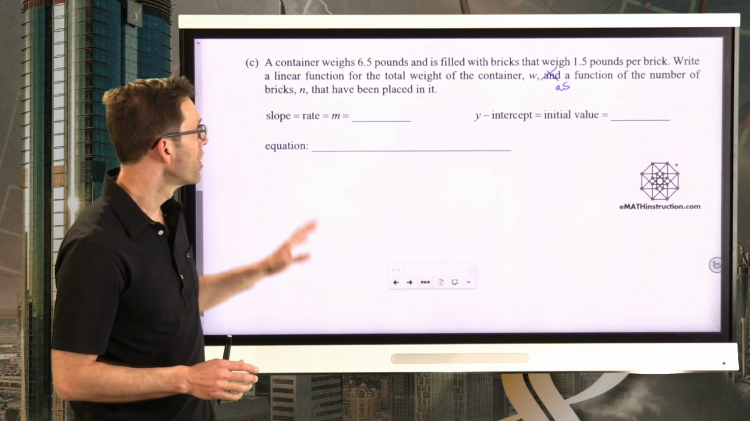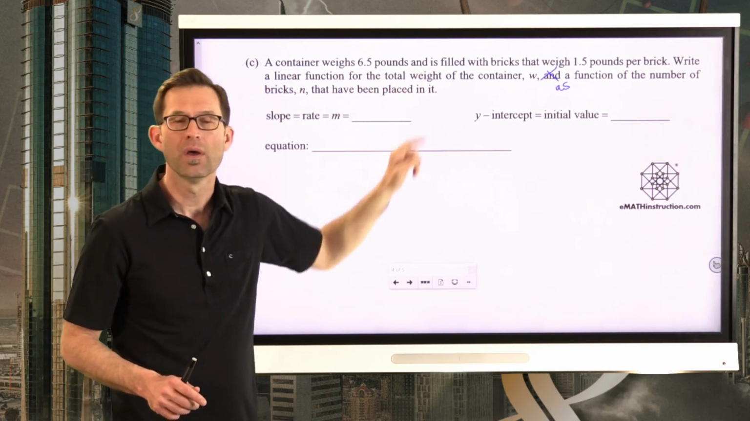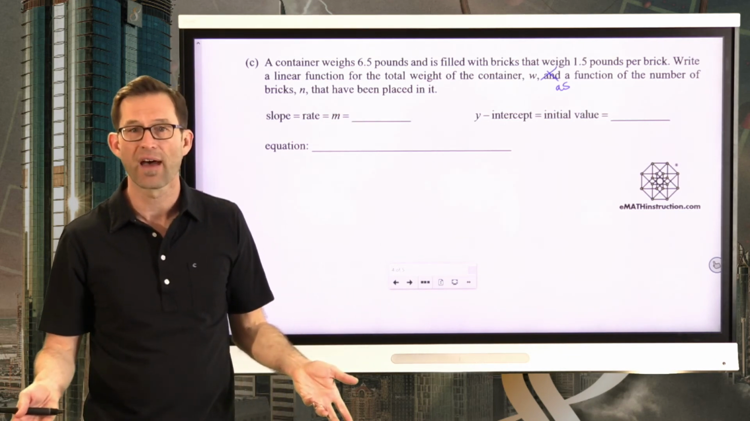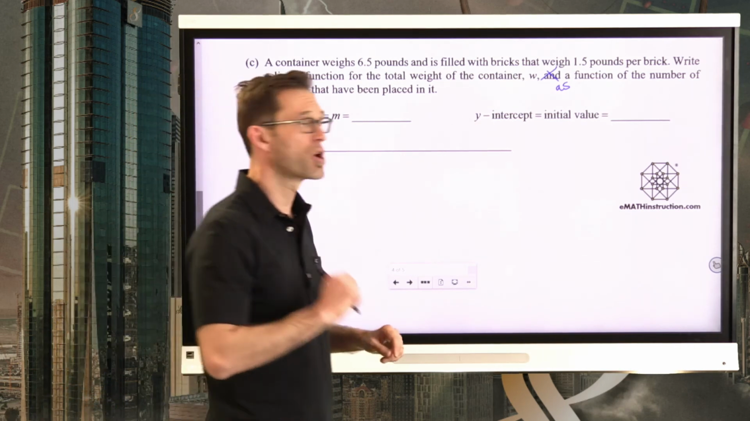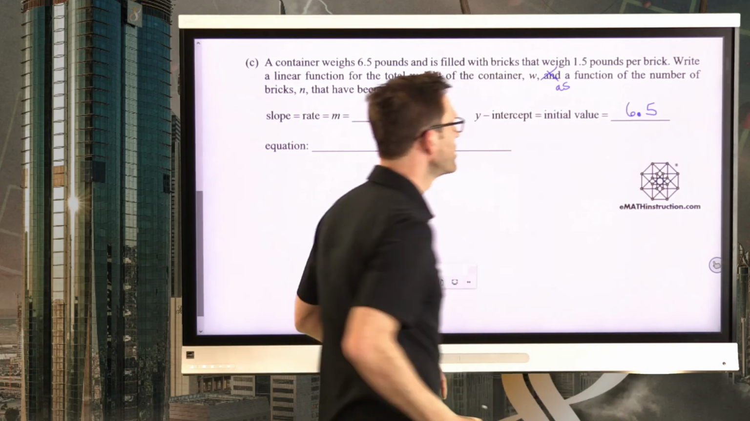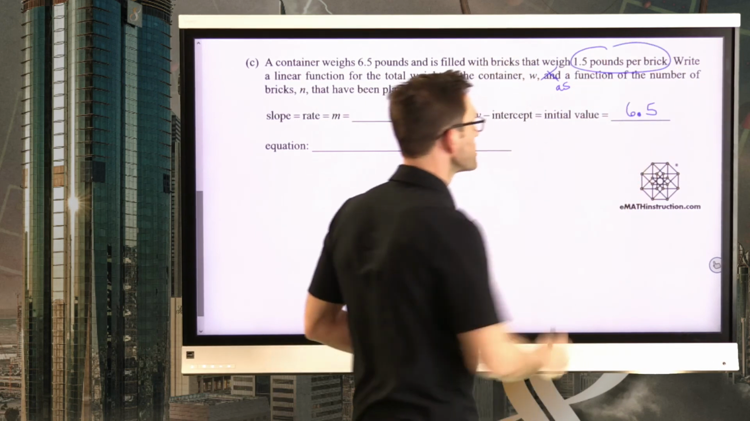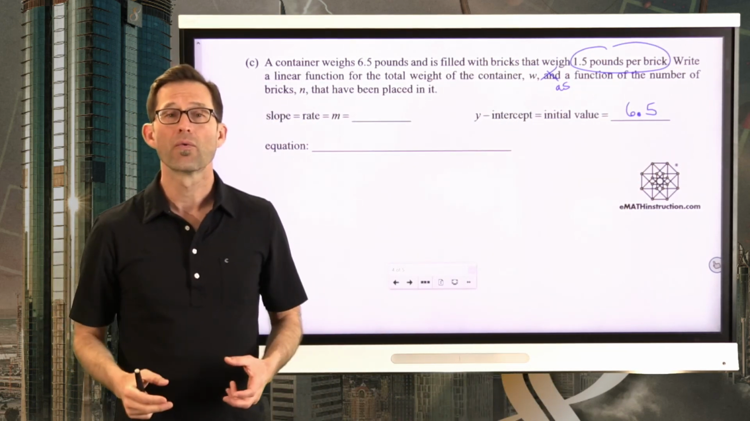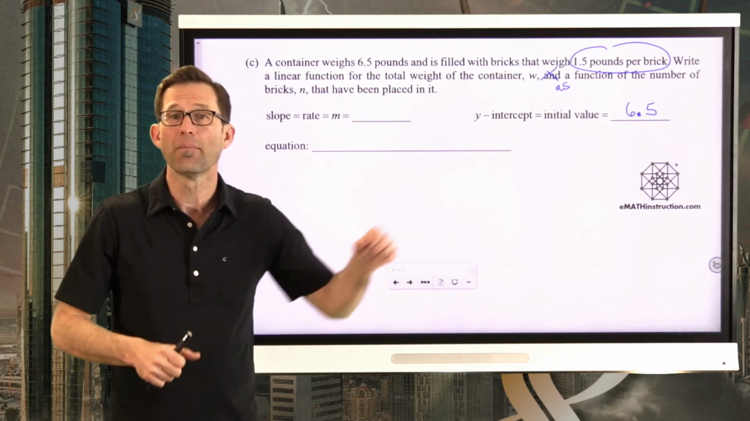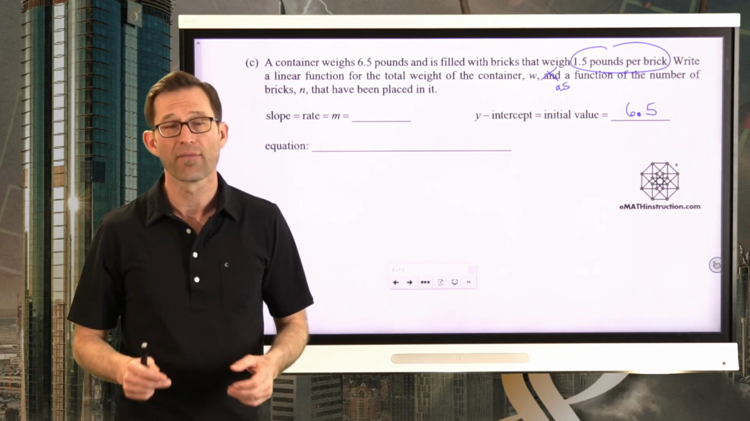So, what do we have? Well, we know a container weighs 6.5 pounds. So without any bricks in there whatsoever, we've got some kind of container that weighs 6.5 pounds. That's our y-intercept. It's our initial amount. Now, is the weight increasing or decreasing as we put bricks in, right? 1.5 pounds per brick, we're putting bricks in, right? So the weight is going up, right? Every brick we put in, the weight goes up by 1.5 pounds per brick. It would be pretty tricky to put bricks in and have the weight go down.